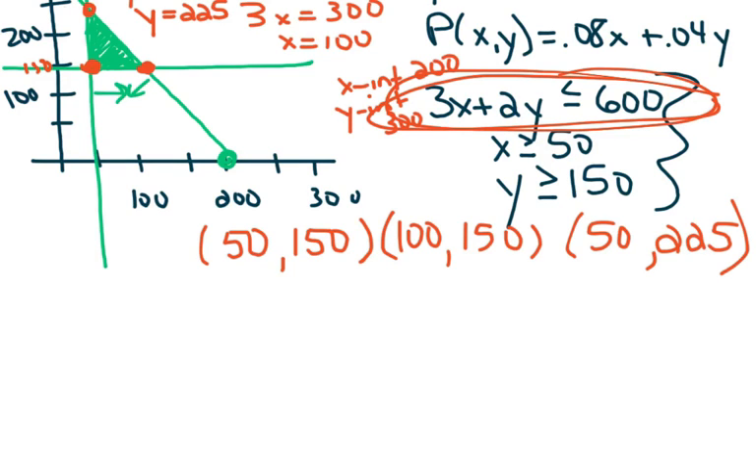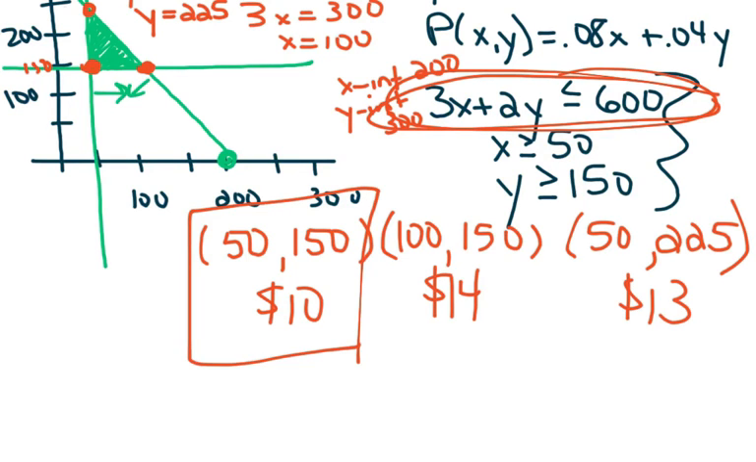0.08 times 50 plus 0.04 times 150 is going to be $10. 0.08 times 100 plus 0.04 times 150 is $14. And 0.08 times 50 plus 0.04 times 225 is going to be $13. So which one of these minimizes my cost? 50, 150. And my minimum cost will be $10.